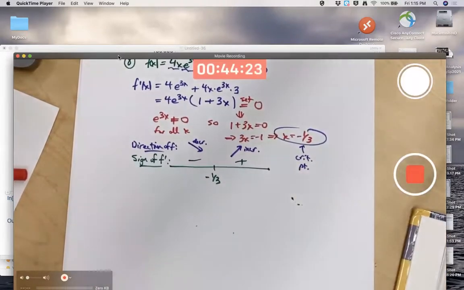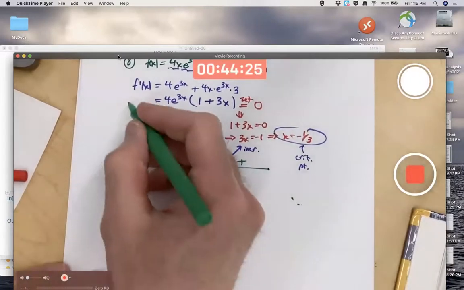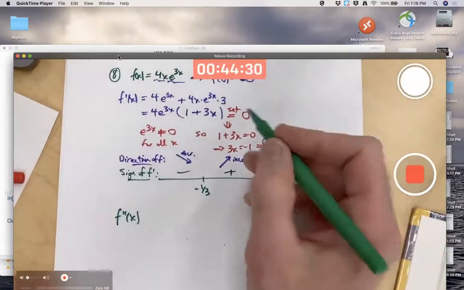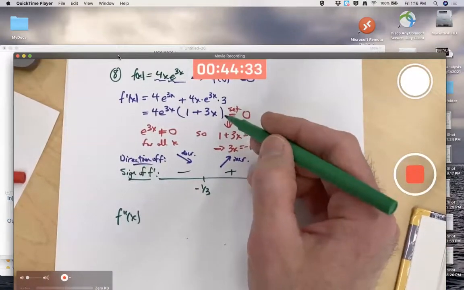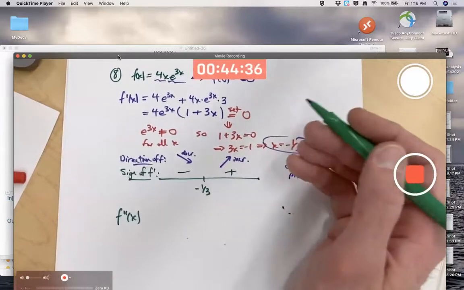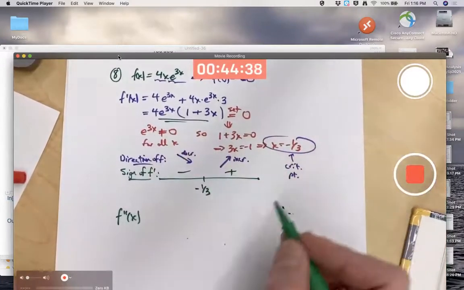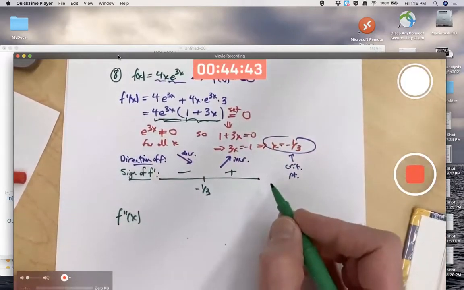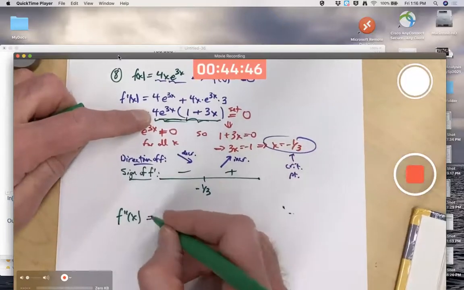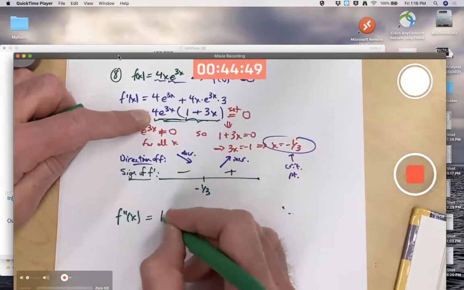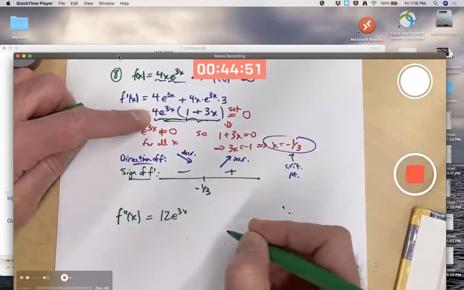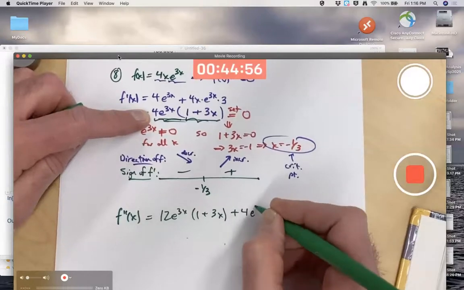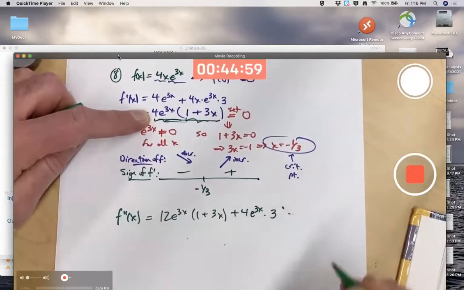What about inflection points? I've got to find the second derivative, f double prime of x. Is it easier to use this formula or this one? They're fairly similar level of difficulty. This time, let's try it with this one. Let's use the product rule. Got a first function here and a second function there. The derivative of the first function, 4e to the 3x, is 12e to the 3x times the second function, plus the first function times the derivative of the second, and the derivative of 1 plus 3x is 3.